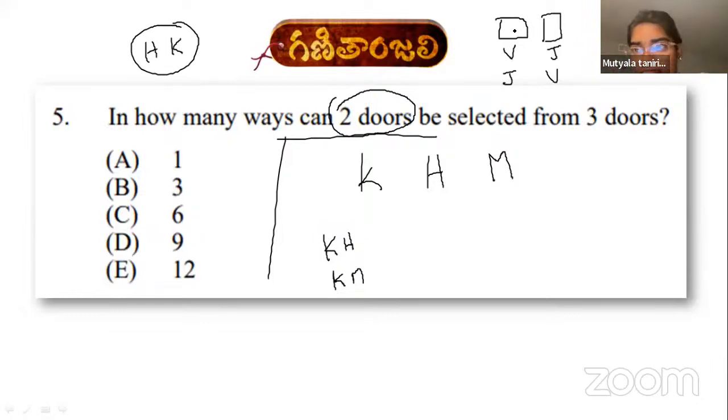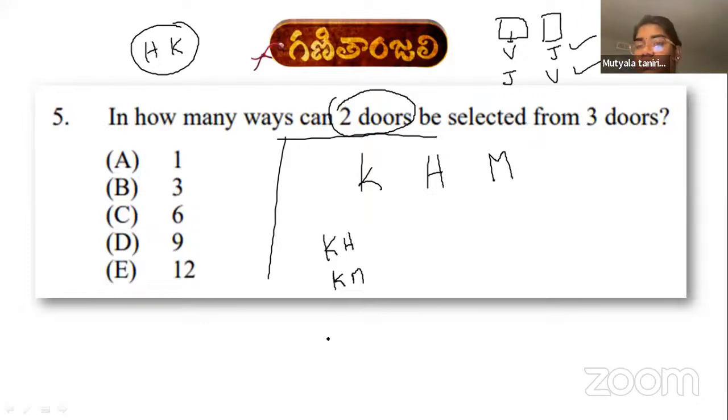If you offer two chairs for those two persons, V may occupy the first chair, J may occupy the second place, or J the first chair and V the second chair. These are two different arrangements. But in selecting, VJ and JV are not different. Both are the same. That's the difference between arranging and selecting. Selecting KH and selecting HK are both the same. Let's count the number of selections out of 3 chocolates.